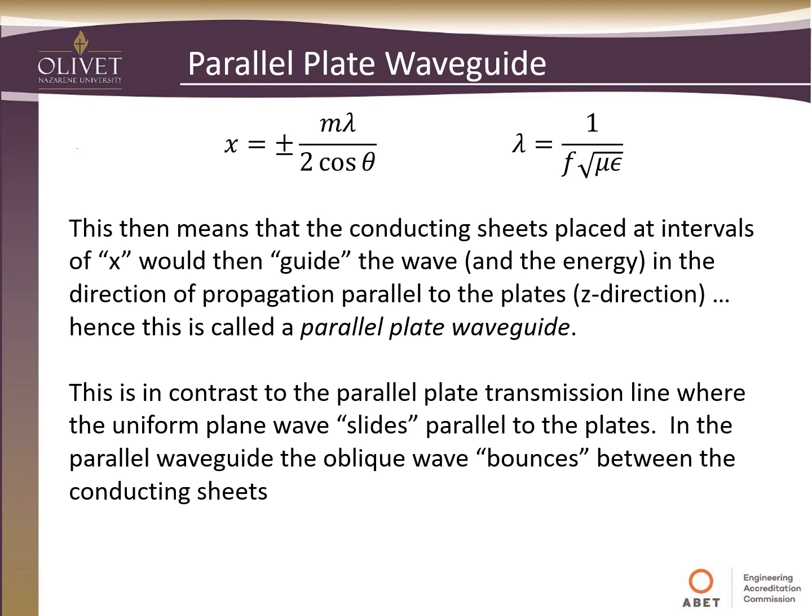This is a little different from the parallel plate transmission line that we looked at in the previous section. In that scenario, the uniform plane wave slides parallel to the plates, so it's kind of propagating along. In the parallel plate waveguide, the oblique wave bounces back and forth between the conductive sheets, and so that's an important difference between those two.